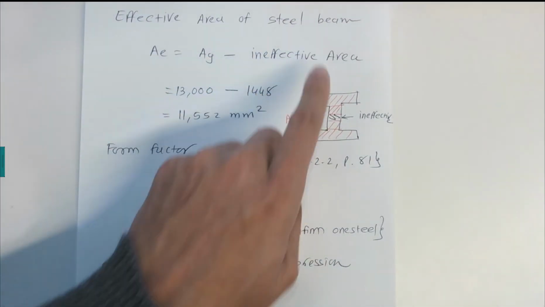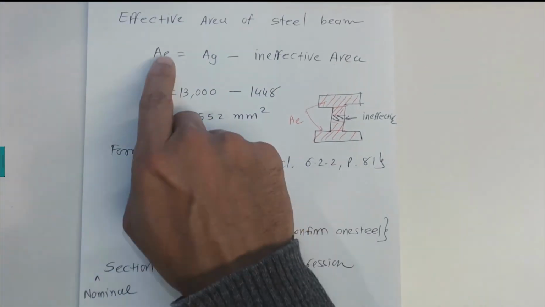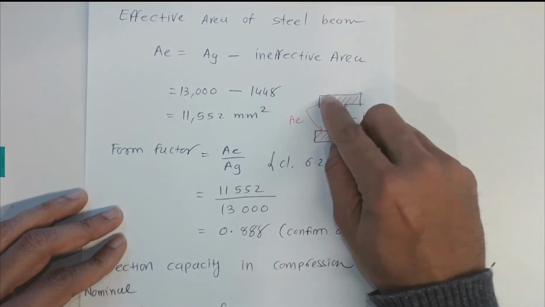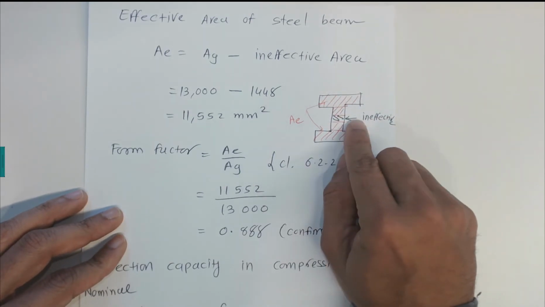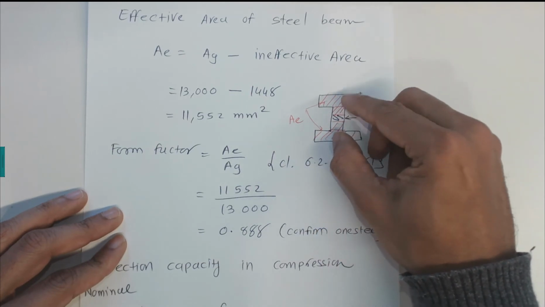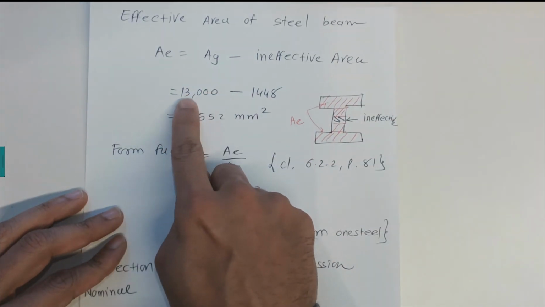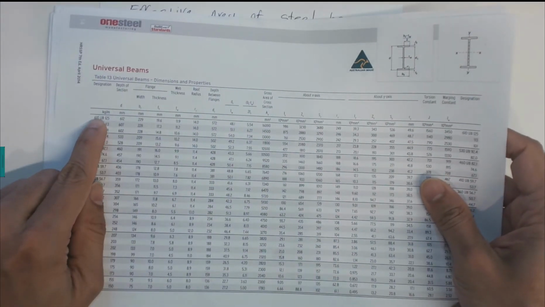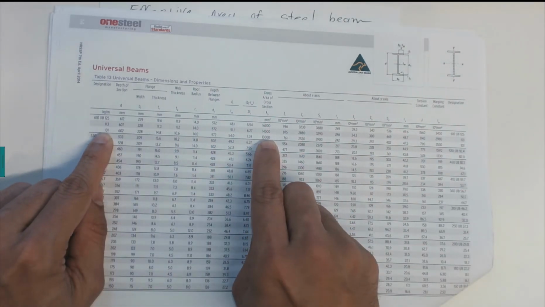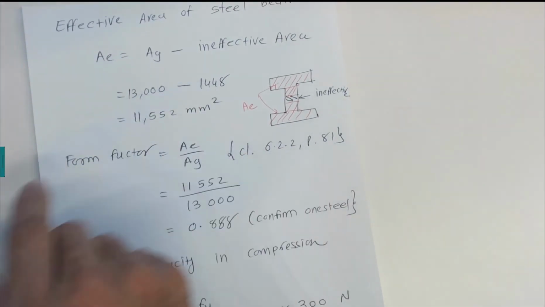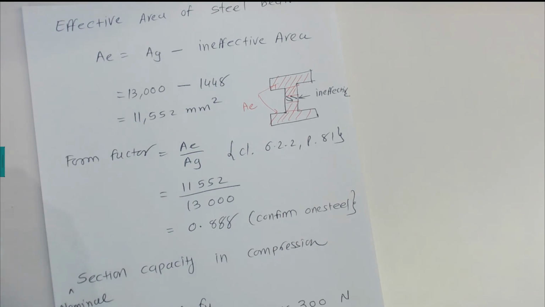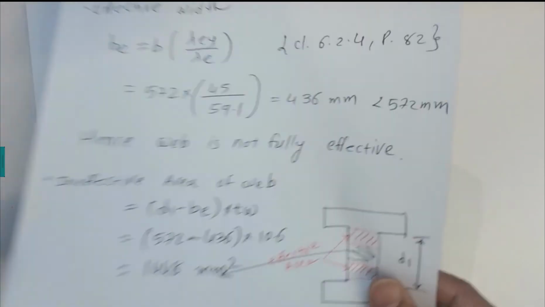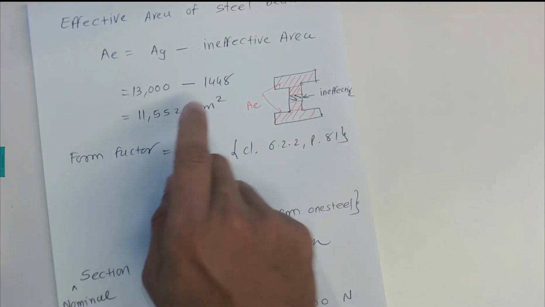Now effective area of the steel beam. We found the ineffective area, and now we are interested in finding the effective area for the whole cross section, including web and plate. This is the ineffective area, so we need to remove this. We need to find this effective area, the red one. Gross area of the steel beam is 13,000. We find that in the OneSteel table for 610 UB 101, which gives the gross area 13,000 millimeter square. Take away the ineffective area we just calculated, 1448 millimeter square, which gives 11552 millimeter square.